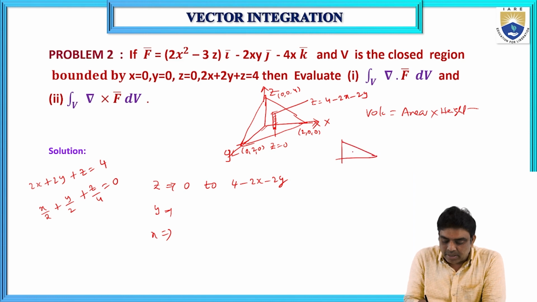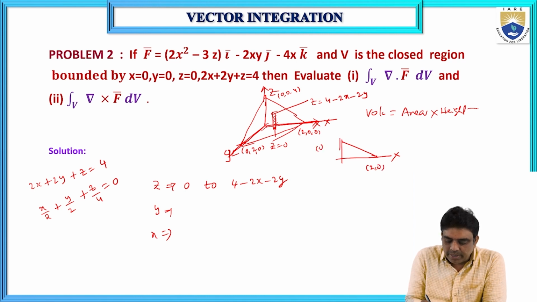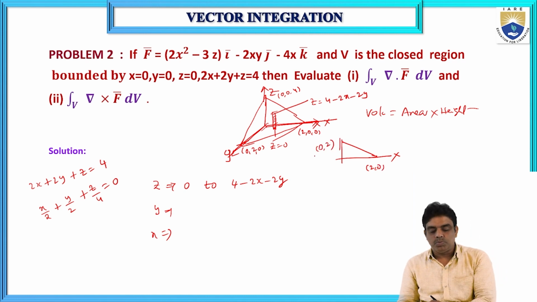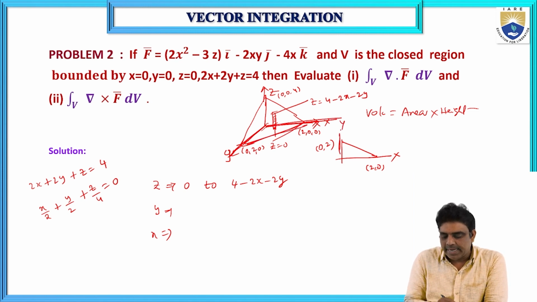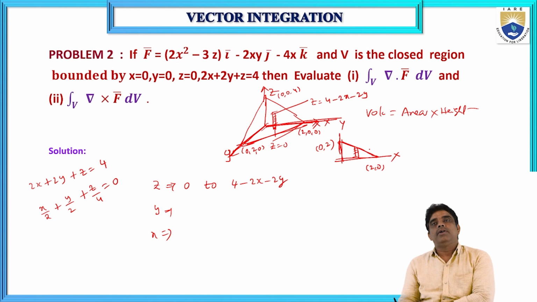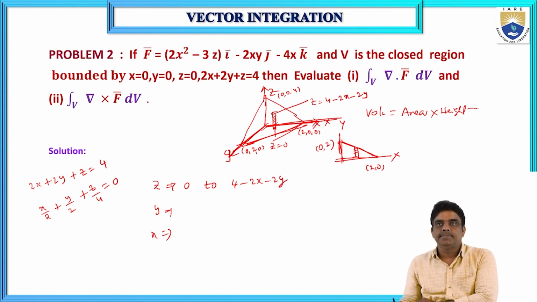Area means, I draw this diagram: the x-axis, where it is touching at (2, 0), and the y-axis, where it is touching at (0, 2). So I am considering the same area on the x and y axes. To find the area of this region, we have to consider a strip inside the region, either parallel to the y-axis or parallel to the x-axis.